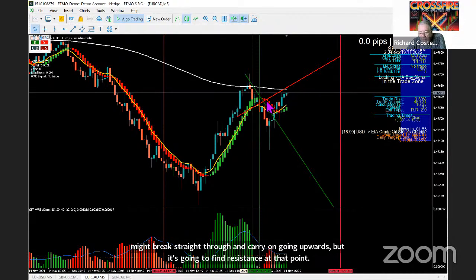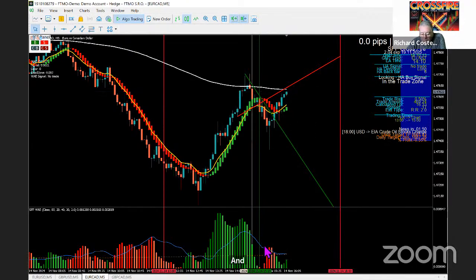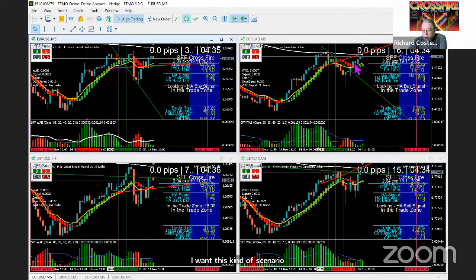And yes, there has been a wave change from red to green, but what Arte is saying, no way. I want this kind of scenario, not that kind of scenario. And the last one.